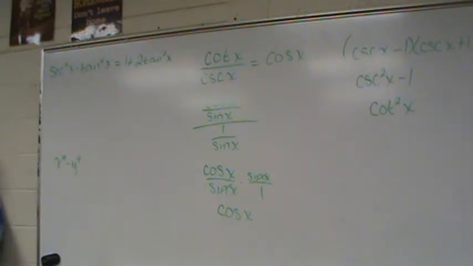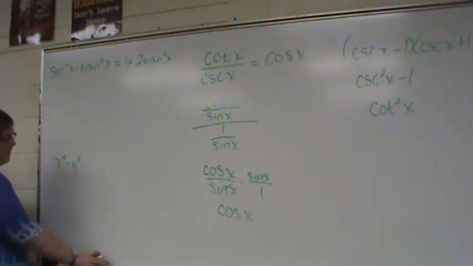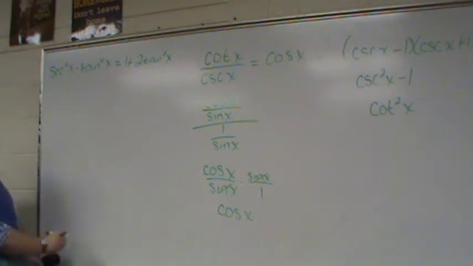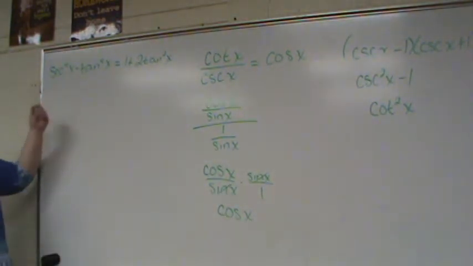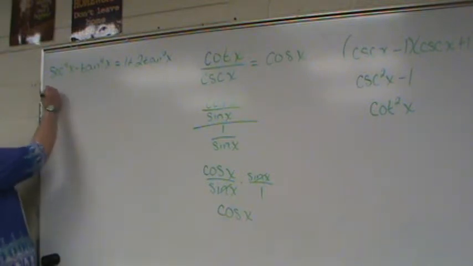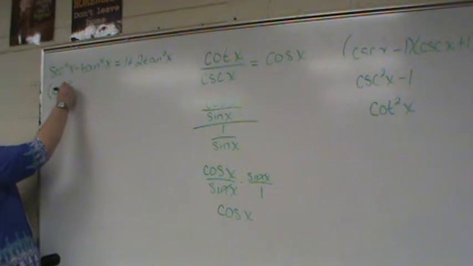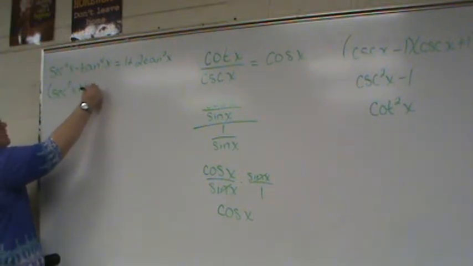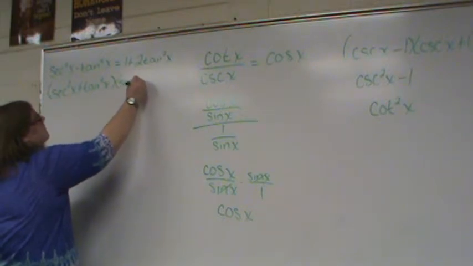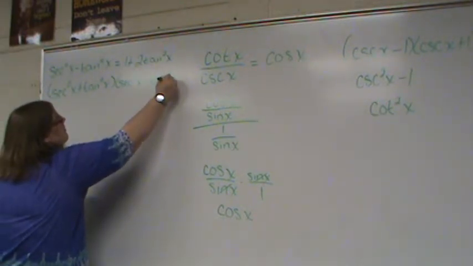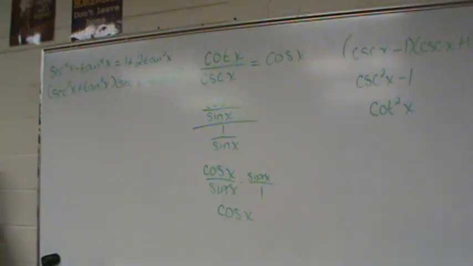You can't touch the other side. Can you do secant squared x minus tangent squared x times secant squared x plus tangent squared x? This is a difference of perfect squares just like the earlier one, except this time it's to the 4th. So we're doing the same thing. This time we're going to factor it. But now you don't even have the 1. Okay, so that's what our left-hand side becomes.